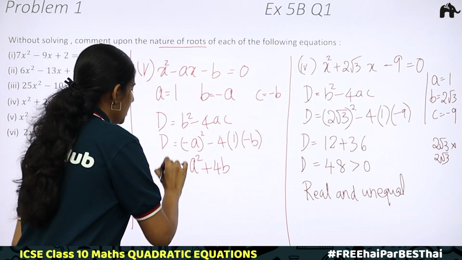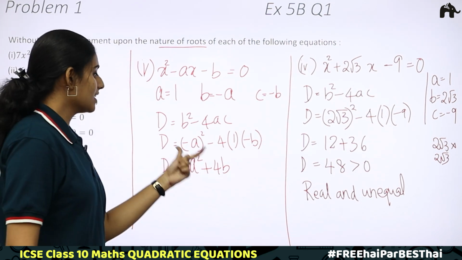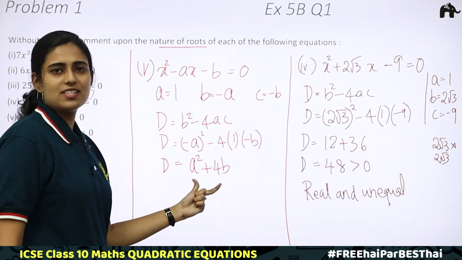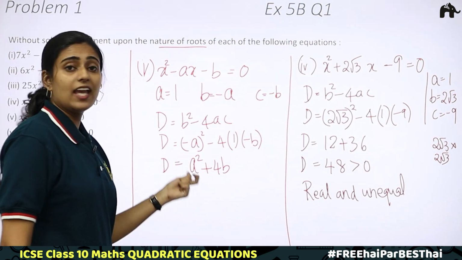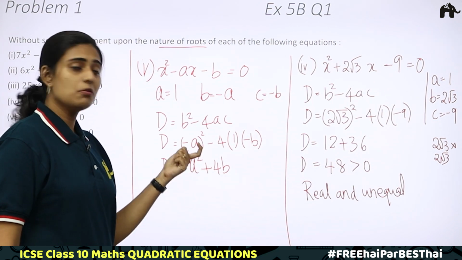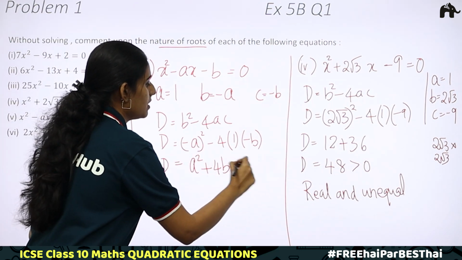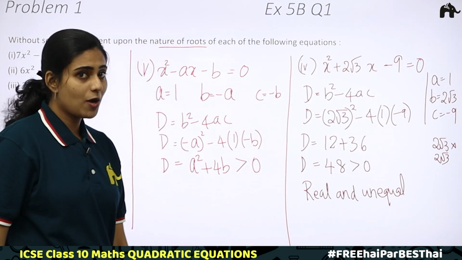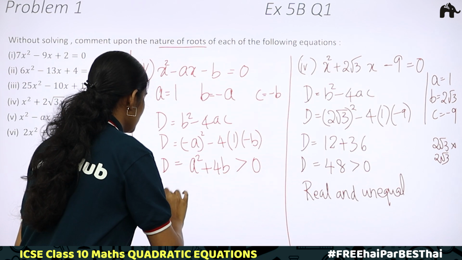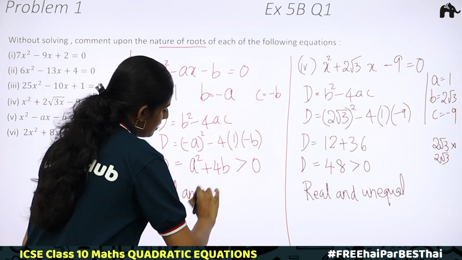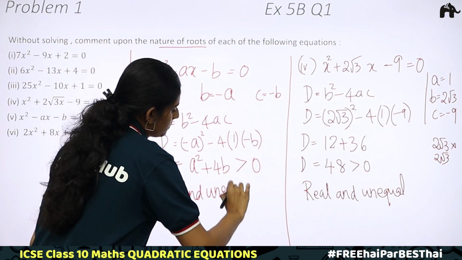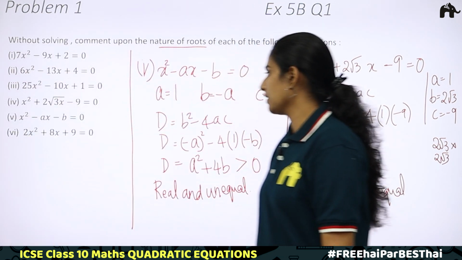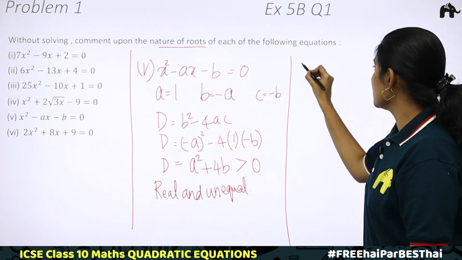What about this value? Is this greater than or less than 0? This is a positive number because even if a is negative, the square of a will be positive. Since this is a positive number, we can say this value is greater than 0. What about roots? Here again we have real and unequal roots.